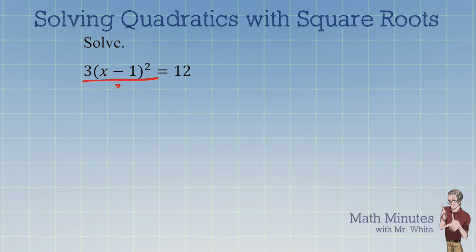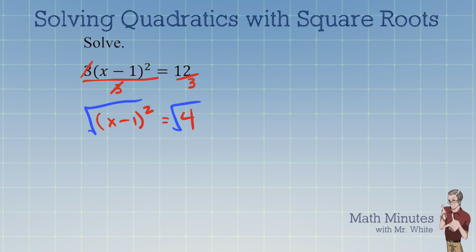We can divide both sides by 3, and that will cancel the 3, leaving (x - 1) squared. Whatever you do to one side, you simply do to the other, and you get all of that equal to 4. Not plus or minus 4, because we haven't square rooted anything yet. But we will do that now.